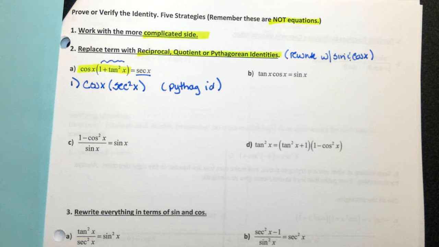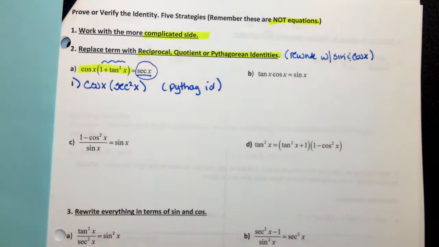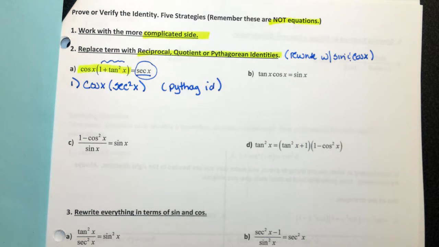Always keep an eye on where you're trying to get to. Remember, I'm trying to get this whole side to be written in terms of secant. I already have a secant squared right here, don't I? So the trick is, how can I get rid of cosine? Is there a way to get rid of cosine of x, rewrite it so that it's in terms of secant?